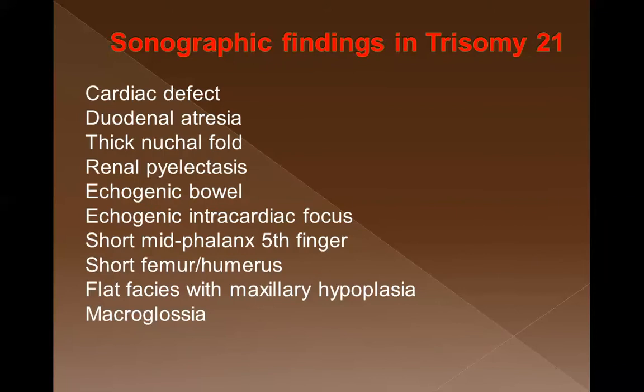Sonograph finding in trisomy، شوفوا multiple sonographic finding at trisomy 21، واحنا قلنا الانوماليز كان عادة يسووه بال 18 إلى 20 week of gestation، فمو شرط كلها موجودة بالفيتس اللي يكون عنده داون سندروم، ممكن وحدة ممكن اثنين ممكن كلهن موجودات حسب ال severity of the down syndrome. فممكن نشوف cardiac defect, duodenal atresia, thick nuchal fold, renal polyectasis, echogenic bowel, echogenic intracardiac focus, short mid-phalanx fifth finger, short femur and humerus, flat face with maxillary hypoplasia and macroglossia.